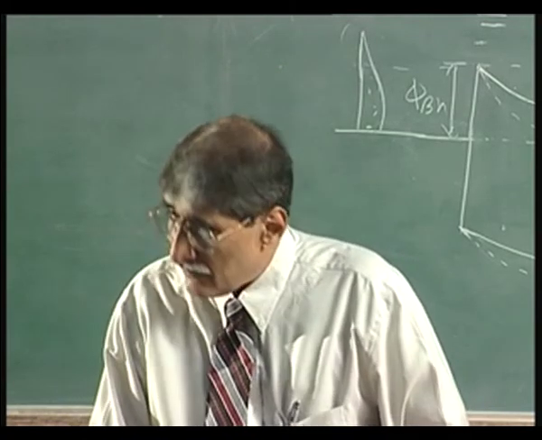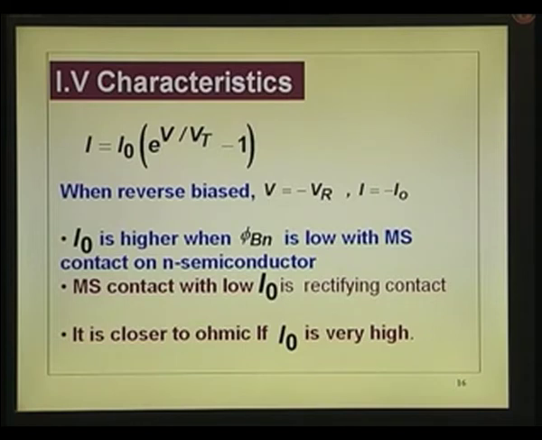Okay? And what is that? What is that phi bn? In fact, this all we have just said over in the discussion now, that is I naught is that, and V is negative, it is minus I naught, all that. So, you need for ohmic contact, I naught should be very high. That is what we saw.